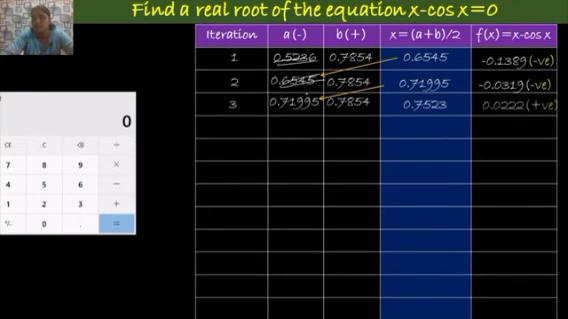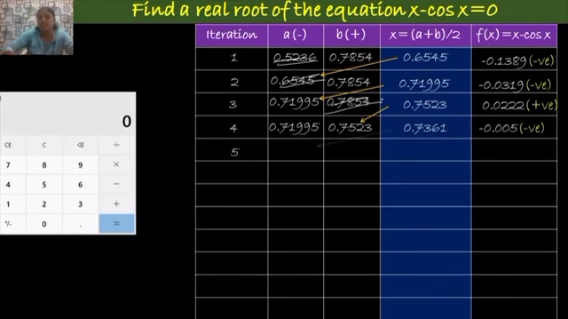At this point the value of the function is a positive value. So in the next iteration, if it is positive, replace the value of b by 0.7523, take the value of a as it is and add and divide these two values by 2, you get 0.7361. At this point you get the value of function negative. So if it is negative, you have to replace the value of a by 0.7361 and take the value of b as it is, and adding these two values and dividing by 2 you get 0.7442, and at this point you get positive value.